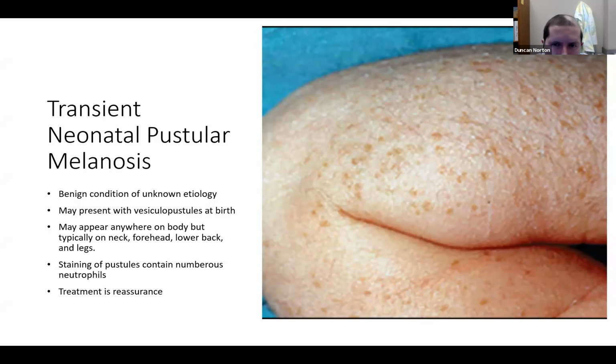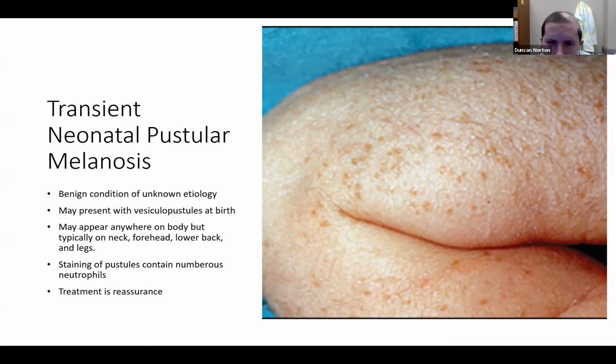Next, you have transient neonatal pustular melanosis. This is a benign condition. We don't know why it happens. They may have vesicular pustules at birth, and they can occur anywhere on the body, but typically you're going to see them on the face, neck, forehead, and lower back. For your boards, if they tell you that you do a punch biopsy of it and the staining of these little pustules comes back containing numerous neutrophils, that's going to be the key point for this one.